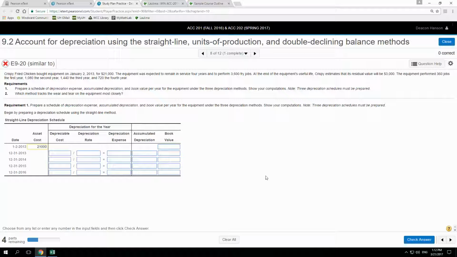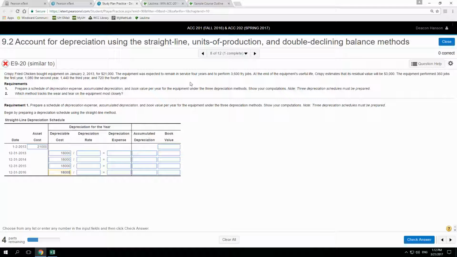Okay, so if we got a cost of 21,000 right here, and we have an estimated residual value of 3,000, we have a $18,000 depreciable cost. All agree, right? If I take 21,000 minus 3,000, I got 18,000. So my depreciable cost will not change for all 4 years.